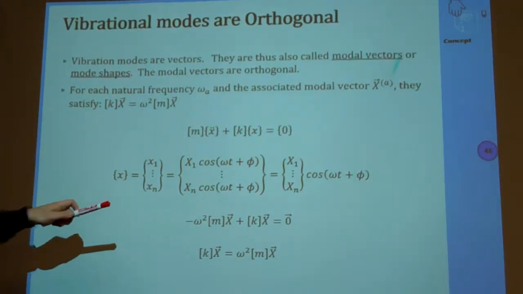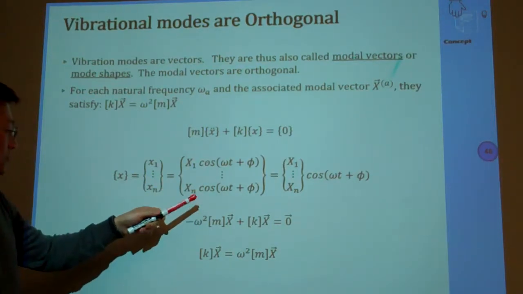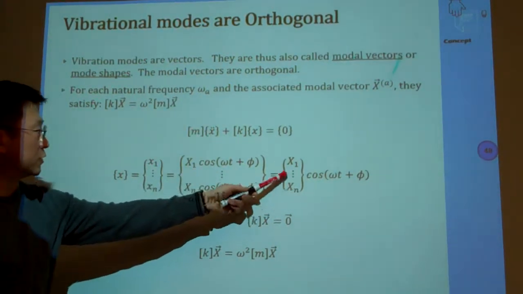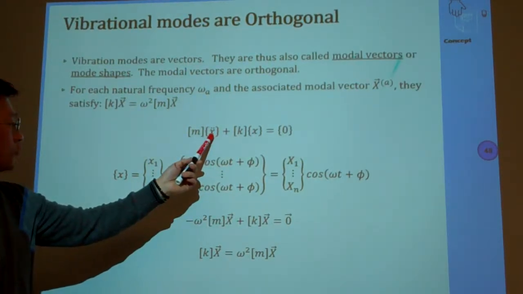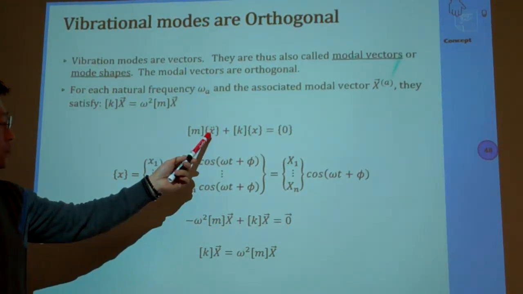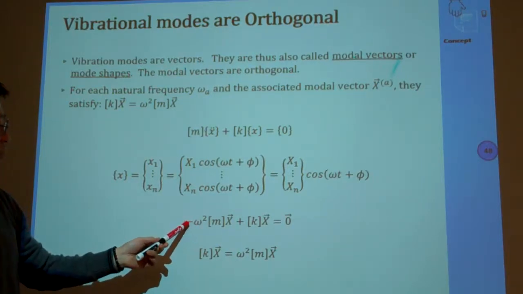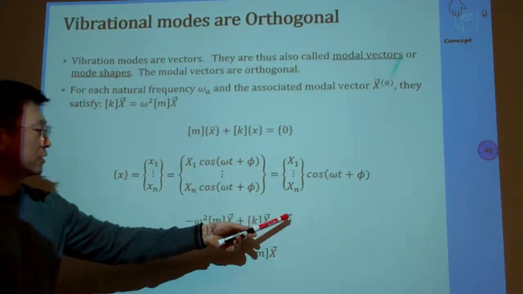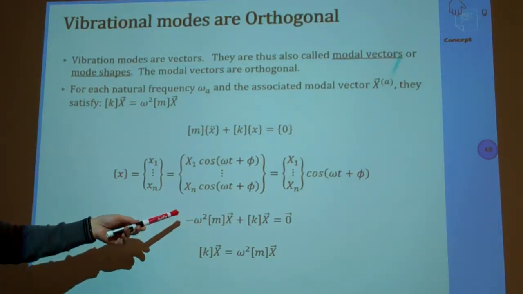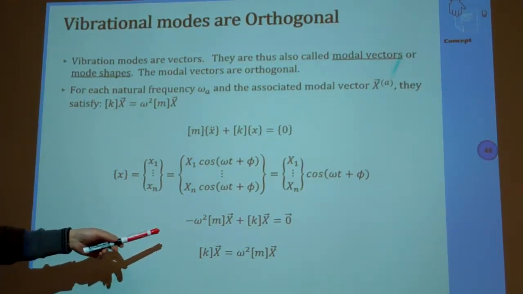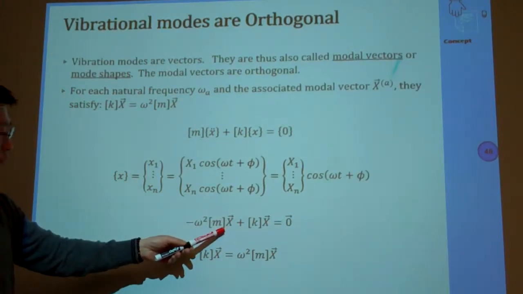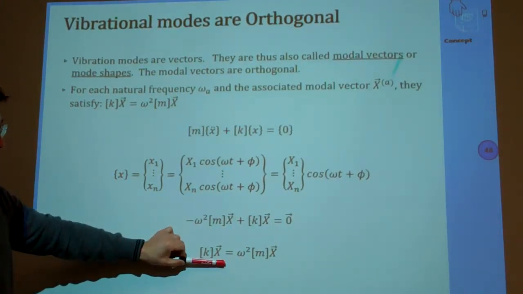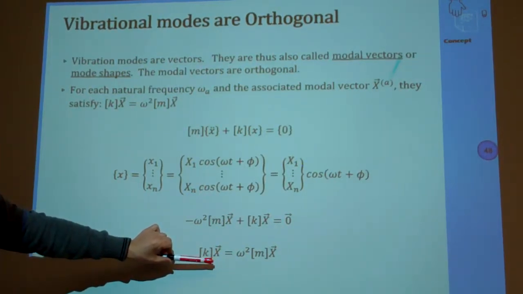With all the notations introduced, we can introduce this notation into here. Again, the acceleration for harmonic motion is simply minus omega squared multiplied by this amplitude. So again, this is our eigenvalue problem. Okay, and rearranging, I move this term to the right. So this is another expression of the eigenvalue problem.